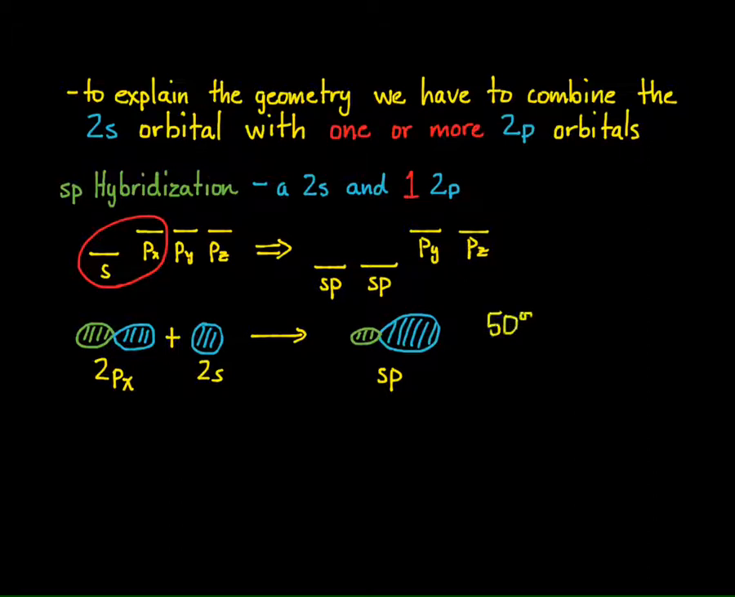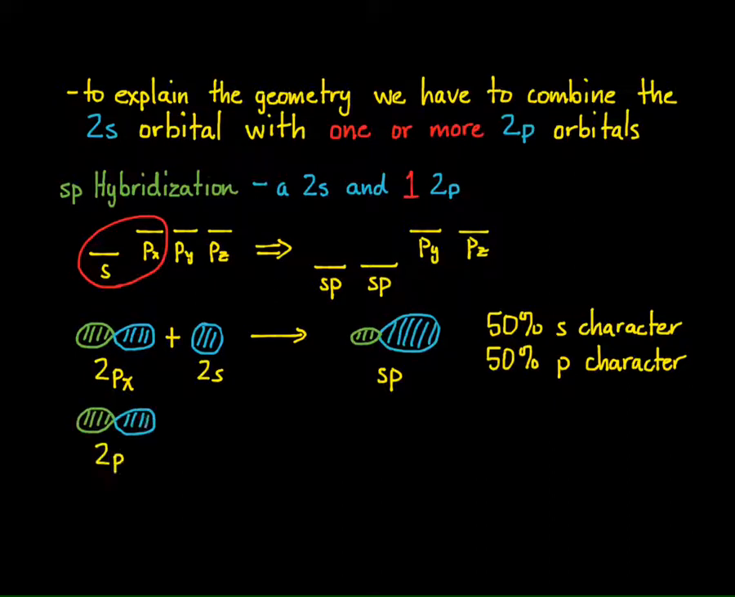Now notice it has 50% s character and 50% p character. And this will become important later on, especially when we think about how electrons can stabilize themselves in terms of penetrating into the nucleus, right? The more s character you have, the more stable it is. The more p character you have, actually the less stable it becomes because the electrons become farther away from the nucleus on average.